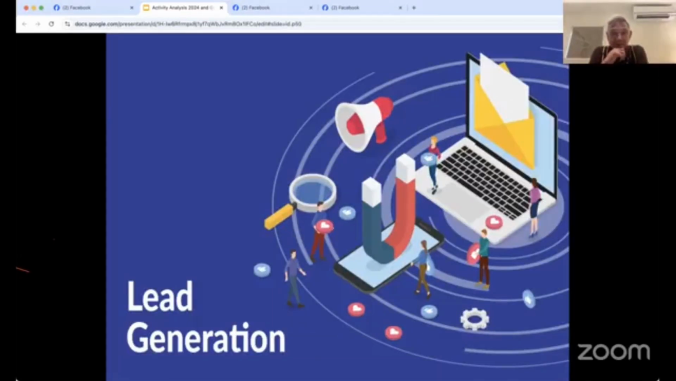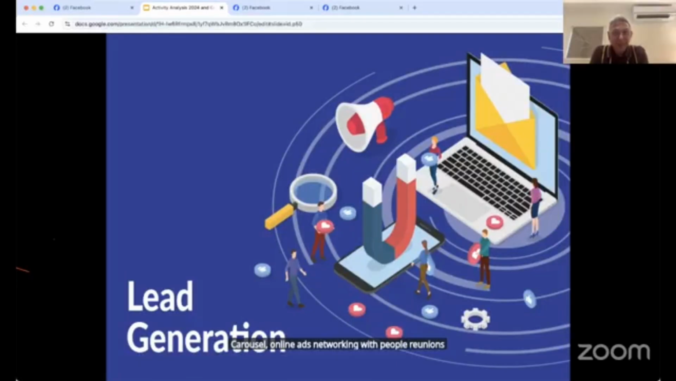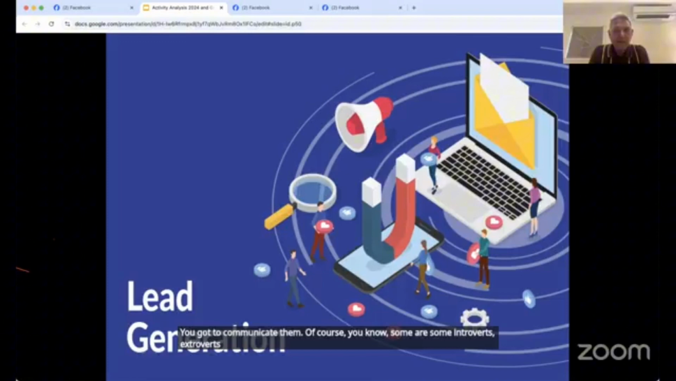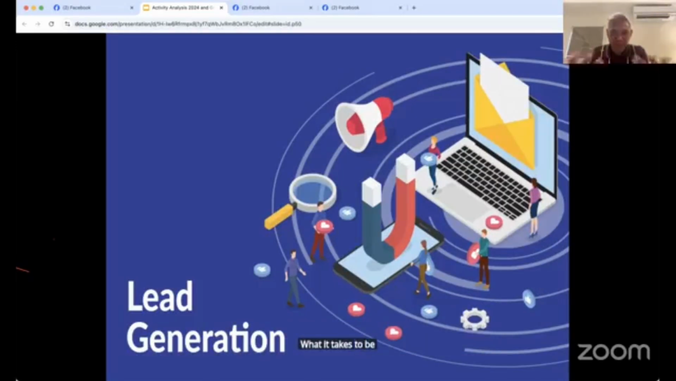Lead generation. So where do you get your leads? Referrals, carousel, online ads, networking with people, reunions with your classmates. These are things where you've got to be out there. You've got to communicate with them. Of course, some are introverts, some extroverts, and you just have to find your way. But that's why you have to assess. This is all about self-assessment. Are you doing what it takes to be successful in this career? Next slide.